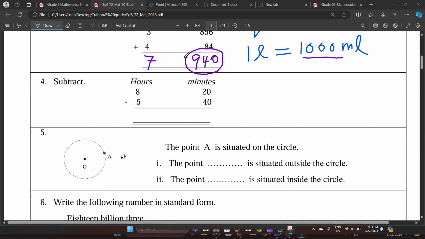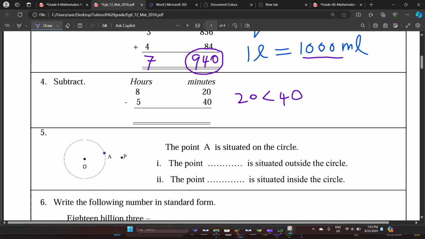Okay, in the fourth question, we have to subtract two time measurements. We have to subtract 5 hours and 40 minutes from 8 hours and 20 minutes. First we are subtracting the minutes part. We have to subtract 40 from 20. Can we do that? Can we subtract 40 from 20? No, because 20 is less than 40.